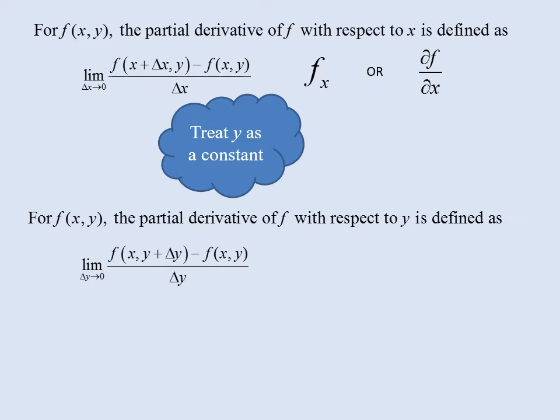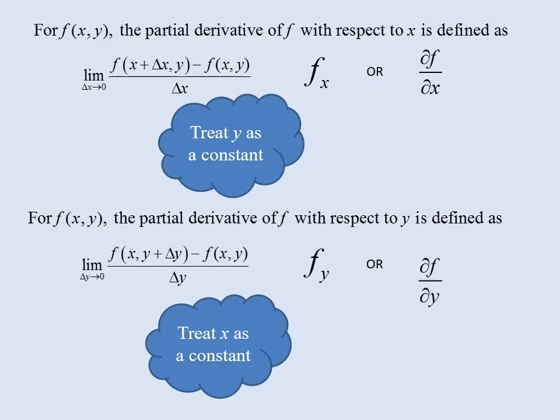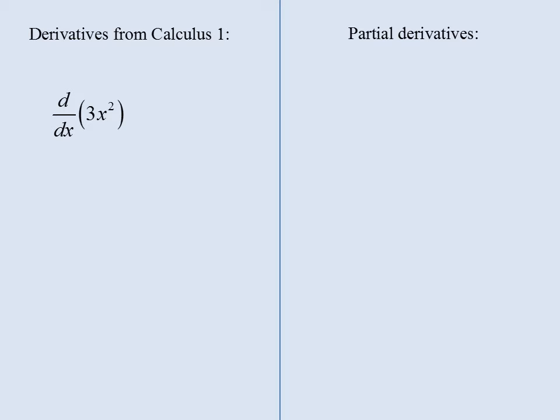Also, treating x as a constant, we get the partial derivative with respect to y, which we abbreviate like this. Now, the derivative rules are a lot like the derivative rules we learned in Calculus 1.